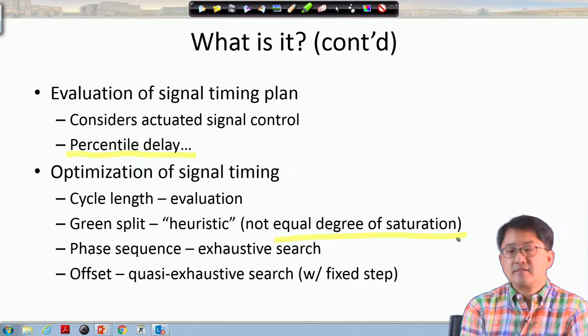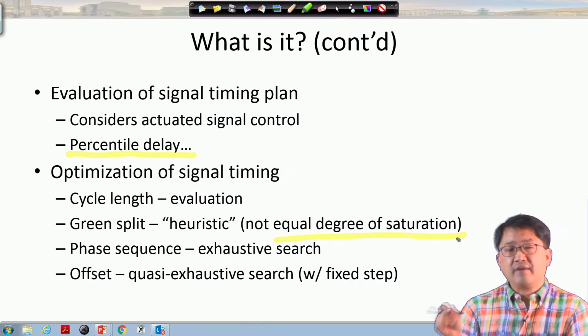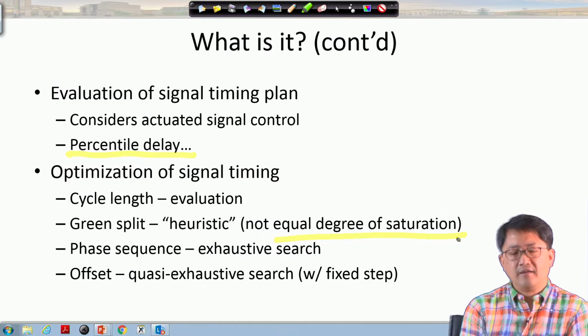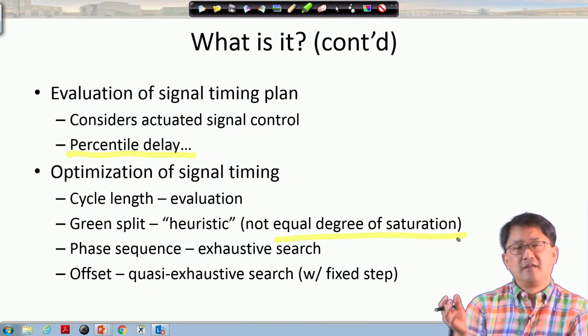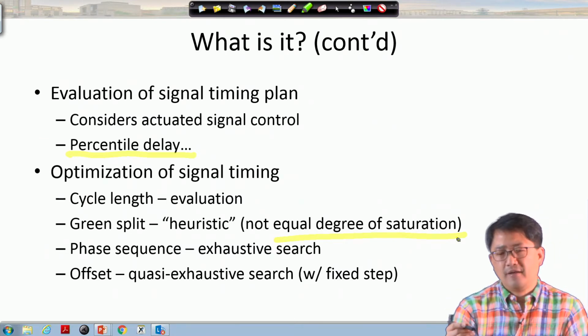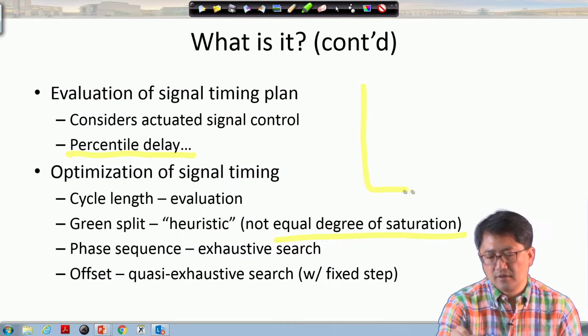And offsets, they don't do every second of offset value. They do a quasi-exhaustive search. If you know the optimization, it's more like a bisectional optimization, if I may give you one idea of doing this. So this is maybe a 0 to 1 range.